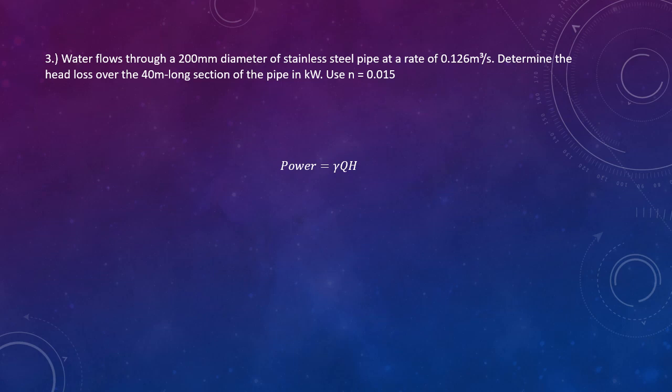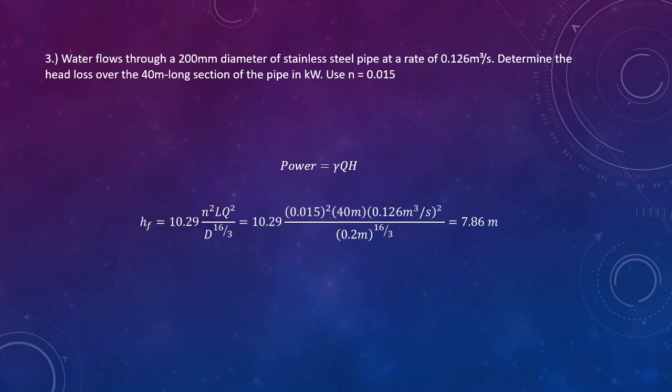Solving first for H, or the head loss, since we are given a roughness coefficient n, we will be using the Manning formula when Q, or flow rate, is given. And Q should be in cubic meter per second. That is, hf is equal to 10.29 n squared L Q squared over D raised to 16 over 3.